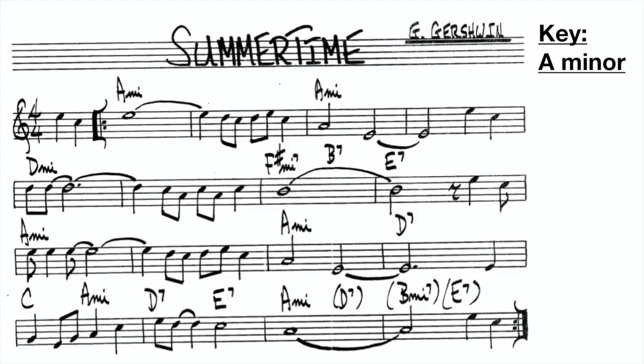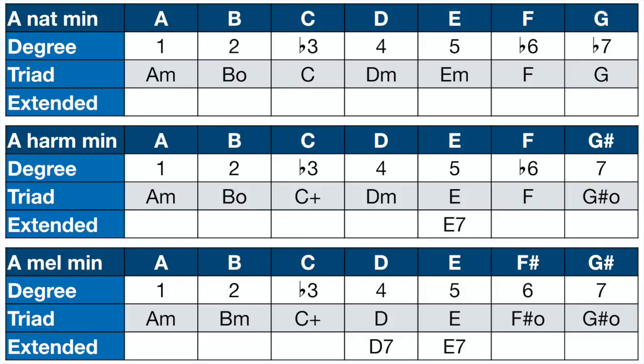Let's take the song Summertime, which is in the key of A minor. Notice that this song contains the chords A minor, D minor, D7, E7, and C major. Now let's list all the possible chords that can be derived from the three A minor scales, the natural, harmonic, and melodic minor scales. You'll notice that the chord A minor exists in all three minor scales, which makes sense.